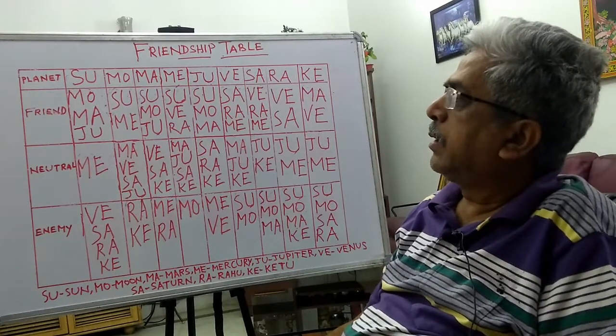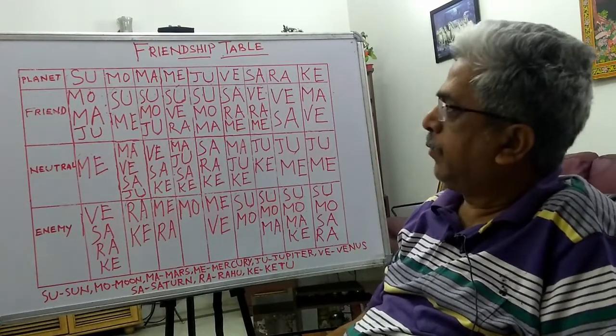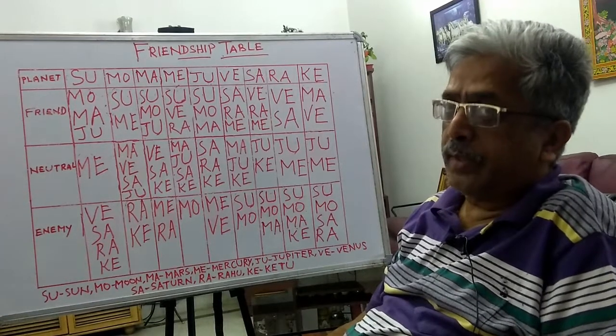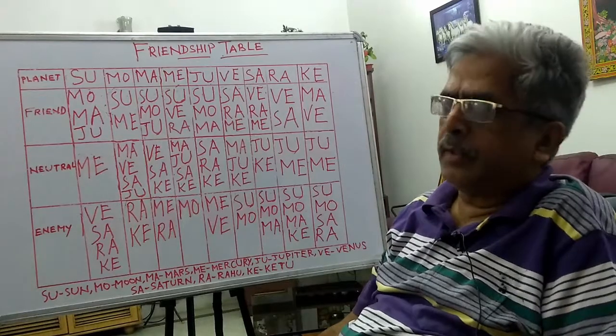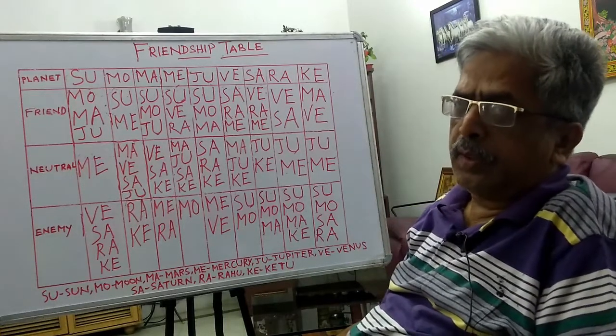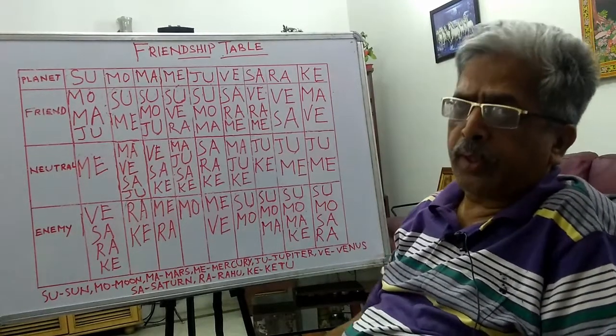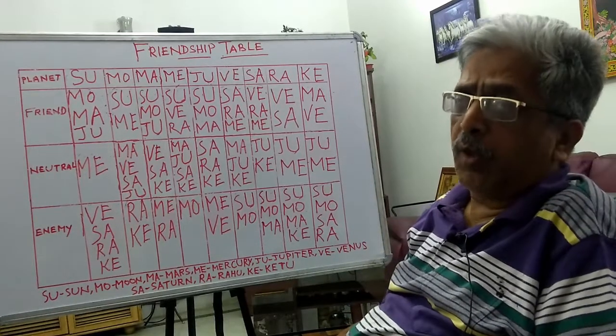So the planet which is represented in your first house by the digit is your Lord in this world. That planet is your guardian in this world. That planet will always protect you. That planet will always help you.